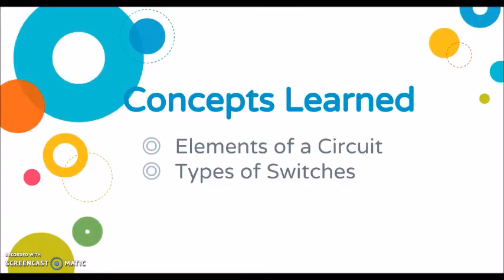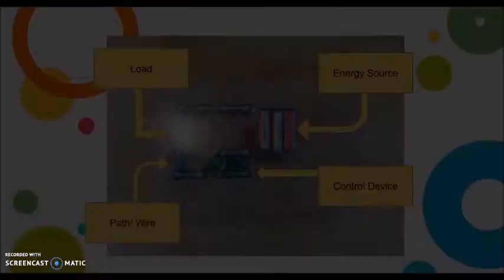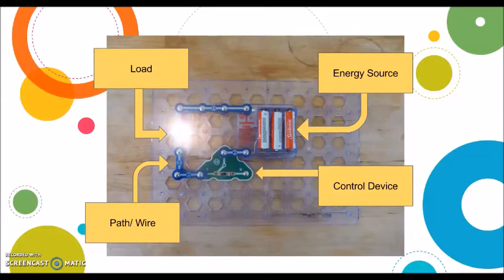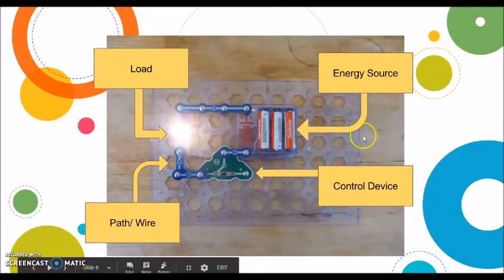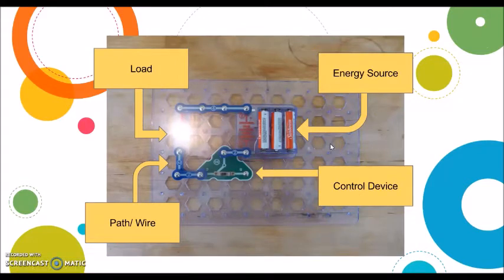All right, concepts learned: elements of a circuit, and the types of switches. So I'm going to go into the first one, elements of a circuit. There are basically four elements to a circuit. Starting from the top right, you have the energy source. For this particular setup, this model on the breadboard, we have a 3 AAA battery energy source. Then we have a control device that's basically your switch. This one's a 3-way switch. I'm going to describe those later on.